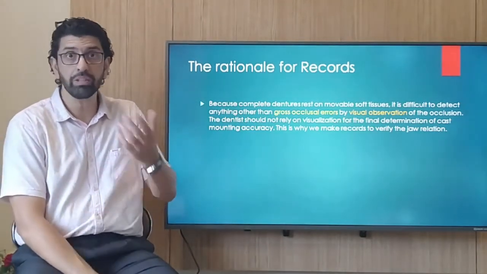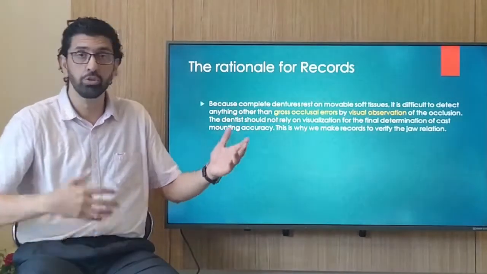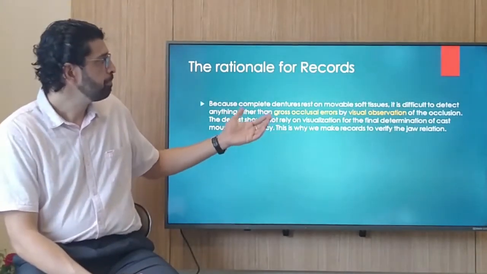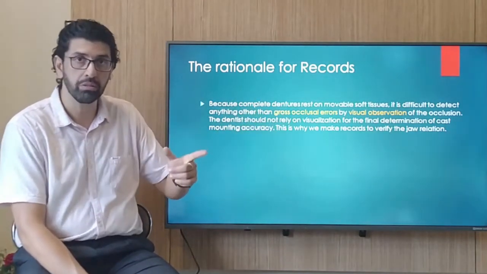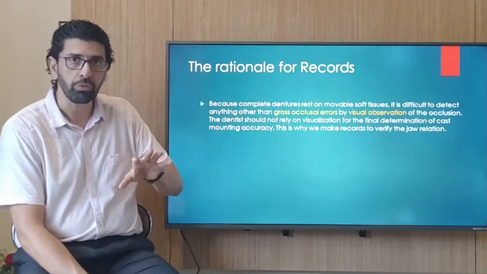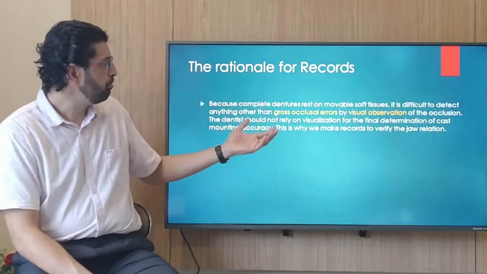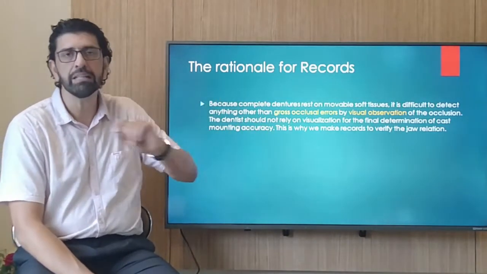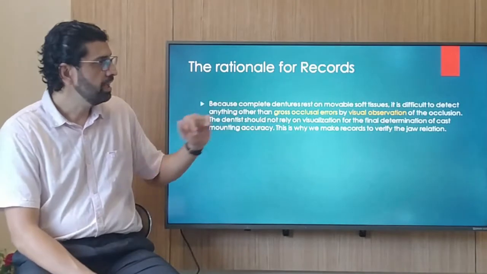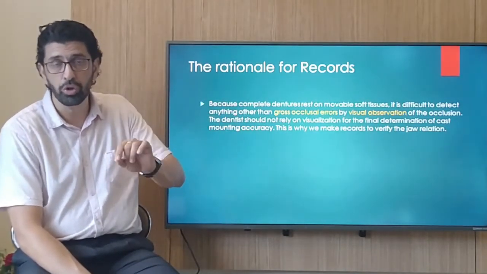And because of that, actually, a lot of dentures just work fine because the tissues adapt. But my point is that you can only see gross occlusal errors by visual observation, okay, in the mouth, and you can't see the lingual aspects. So there's a lot of limitation that we have. So oftentimes we don't rely only on visualization for the final determination of this record. We want to know if the jaw relation is right.